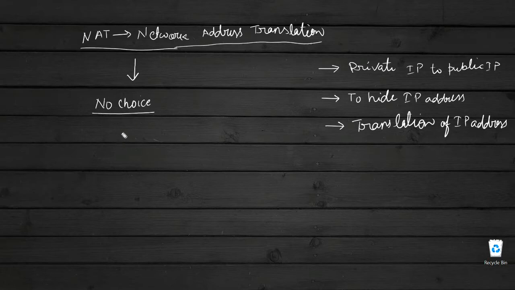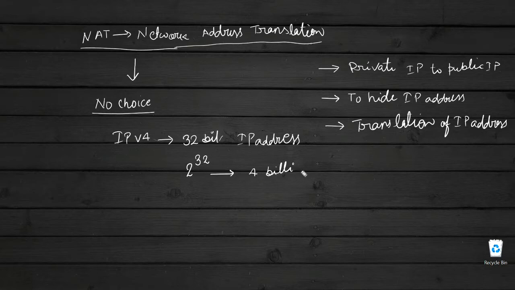Why do we use it? Because if you just recall, IPv4 has 32-bit IP addresses, right? And if we convert these 32-bit IP addresses, just simple mathematics, how many IP addresses do we get? We get 2 to the power of 32. And if you convert that number, you get approximately 4 billion IP addresses, right?